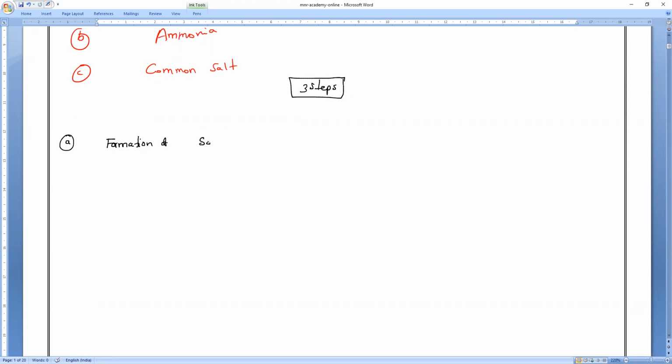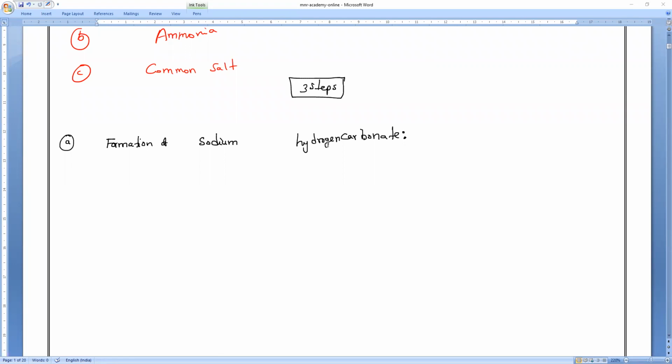Formation of sodium hydrogen carbonate. We are all very familiar with this formula. Can anybody tell me the sodium hydrogen carbonate formula, please? NaHCO3. Also we can call it what? Sodium bicarbonate. We used to call it sodium bicarbonate.